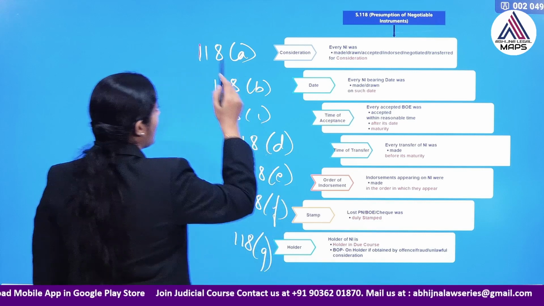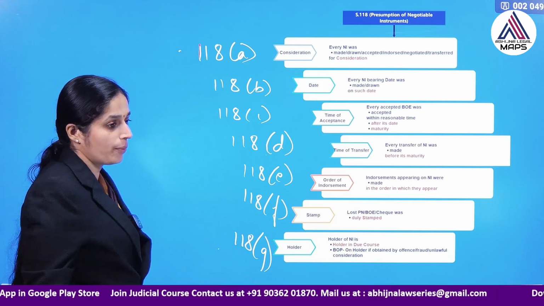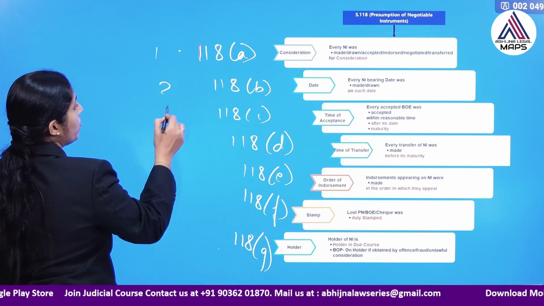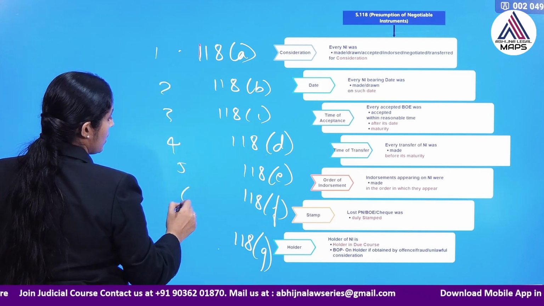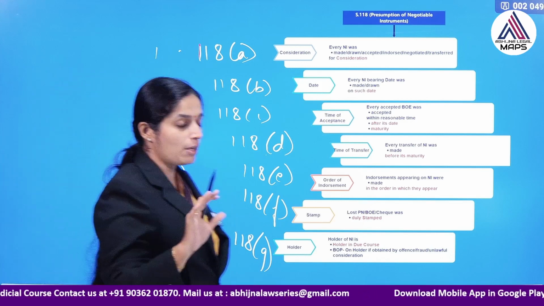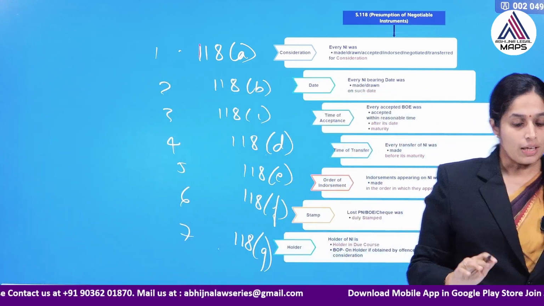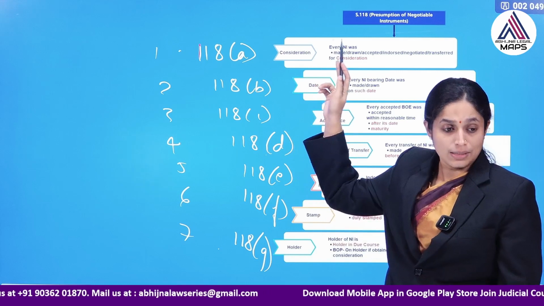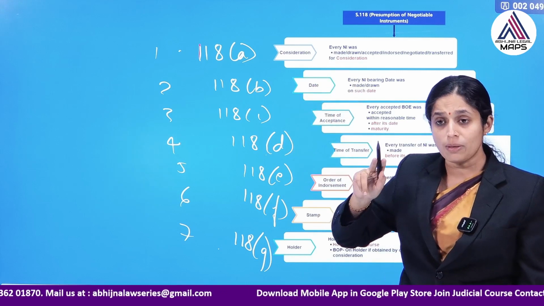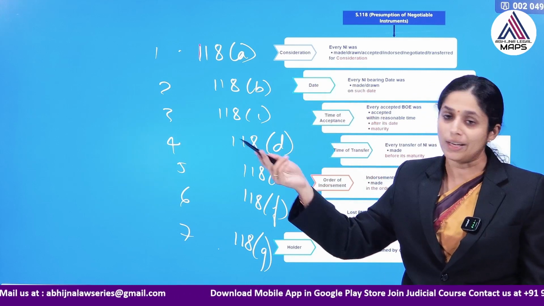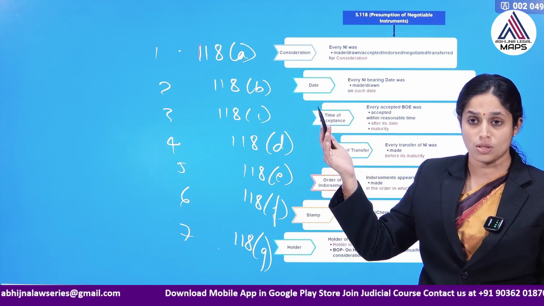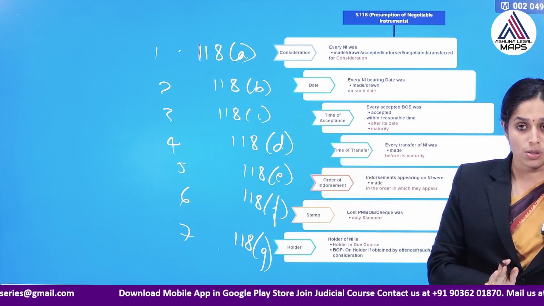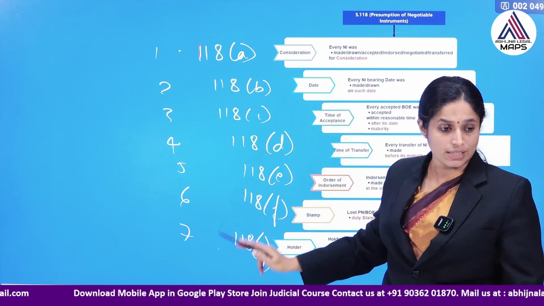So, right from 118A to 118G, that is 1, 2, 3, 4, 5, 6, 7. So, totally there are 7 presumptions. Okay. So, 7 presumptions we can find in section 118, and also in the Negotiable Instruments Act, section 139, we have different provisions, different presumptions. It's not only limited to 7 presumptions, but in 118 we find 7 presumptions.